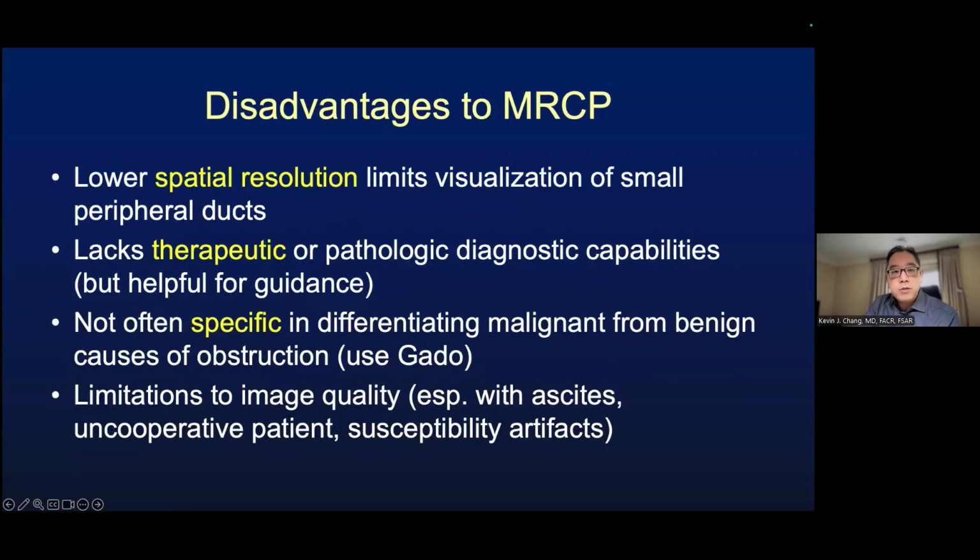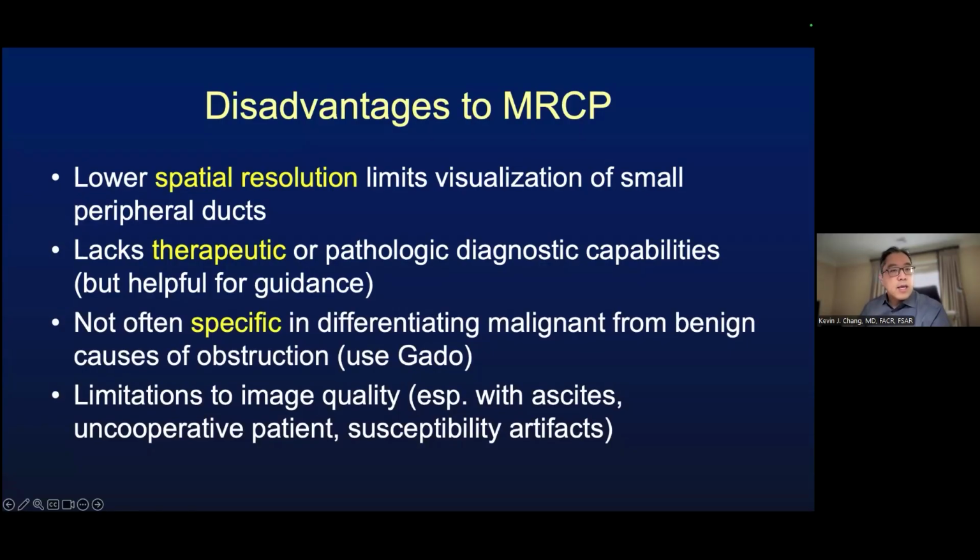There are some disadvantages to MRCP, however. The spatial resolution of MRI is less than that of the fluoroscopic images obtained during an ERCP. So this can limit the visualization of small peripheral ducts. It also clearly lacks the therapeutic or pathologic diagnostic capabilities of more invasive modalities, but it can be helpful for the guidance of those kinds of procedures. And oftentimes it's not as specific in differentiating malignant from benign causes of obstruction, although the use of IV contrast can help look for an obstructing mass.